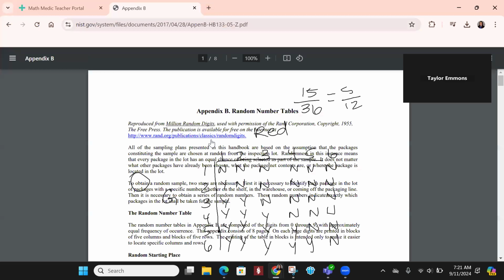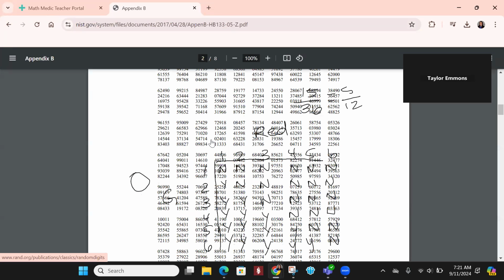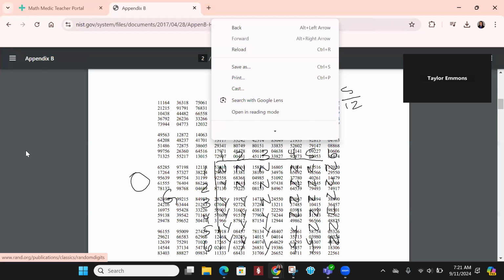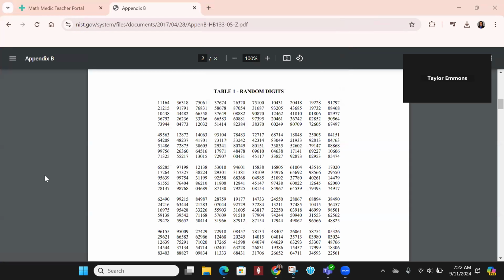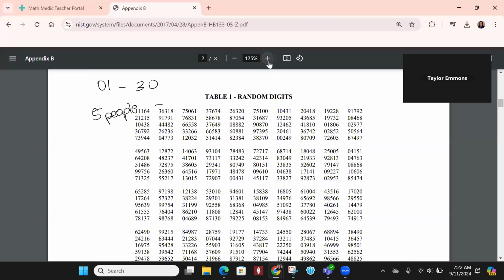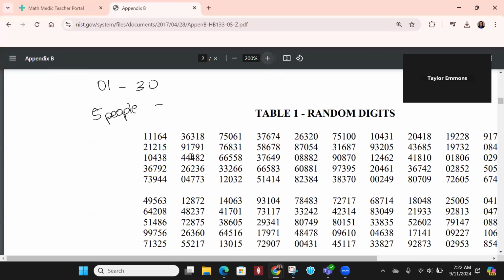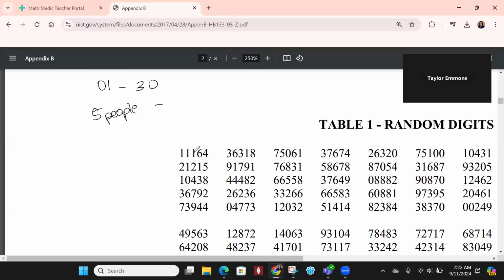So if you had 30 kids that you were looking at, you would label them from 1 to 30 using 2 digits. You have to label them and specify 01 all the way to 30. So we would read from left to right. Let's say that we're taking 5 people. Is 11 between 1 and 30? Yes. Is 16 between 1 and 30? Yes. I'm going to blow this up so you can actually see it. So 11 is in, 16 is in.